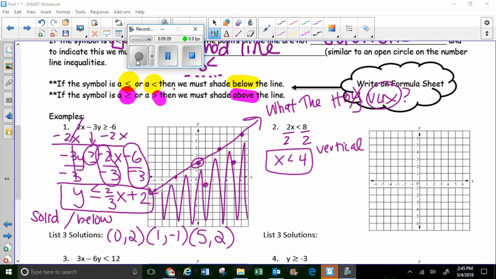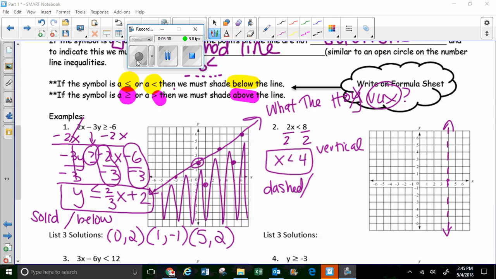But let's talk about the type of line. It's going to be a dashed line because there's no line underneath that less than. And because it's less than, I'm going to be shaded. Well, let's wait on the shading. So go over to your graph to 4 and draw yourself a vertical dashed line.